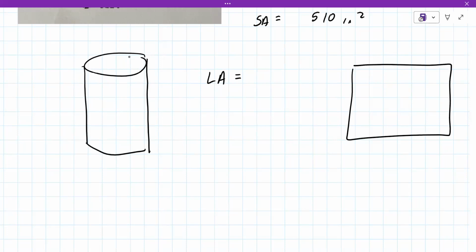It used to be that the soup cans came with labels that you could peel off. I mean, you can peel off some labels now, but it's really a rectangle. It's got a height. And then the length up here at the top is the circumference of the circle, which is 2 pi r. So you sometimes see a formula for the lateral area of a cylinder as 2 pi r h. You'll be given that.